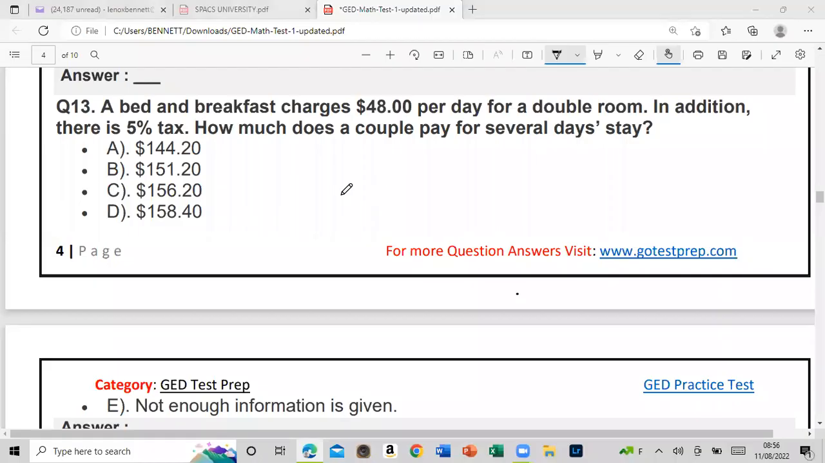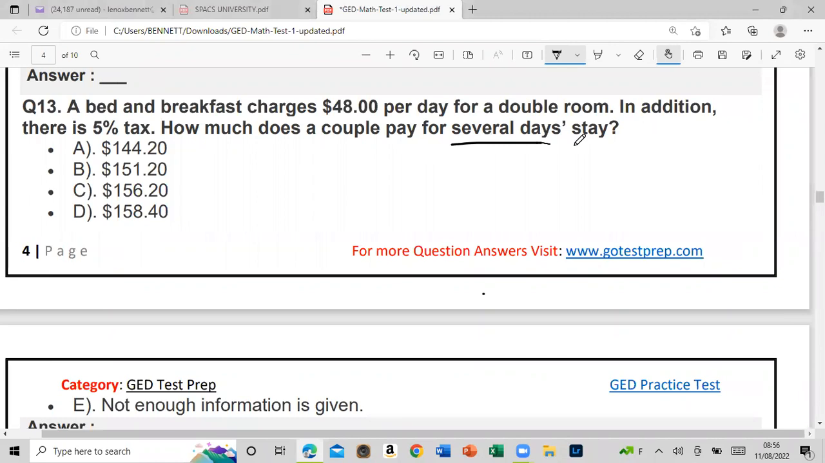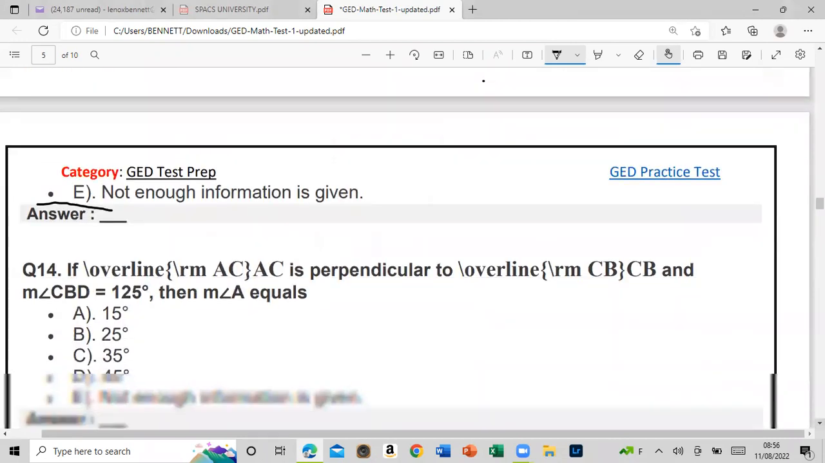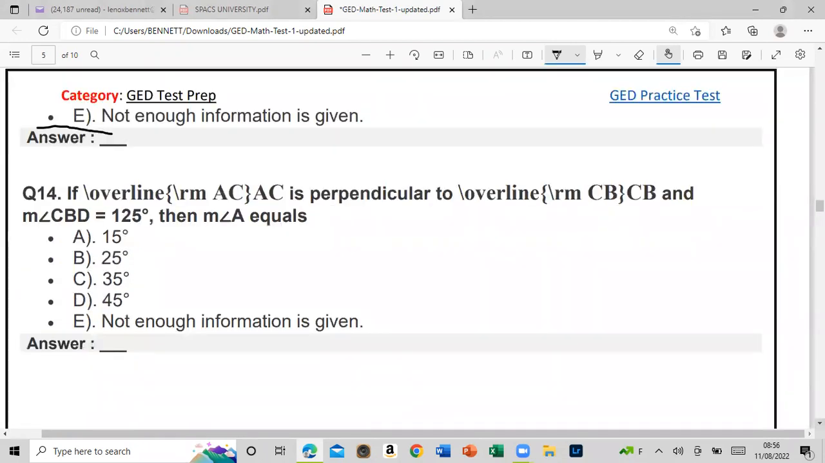Guys, I can't figure this out, because this doesn't make any sense. A bed and breakfast costs $48. We know the rate per day, but we don't know how many days. What is several days? Oh, yeah, not enough information. Alright, guys. So it's actually correct. E is the answer. Not enough information. So definitely can't work out.